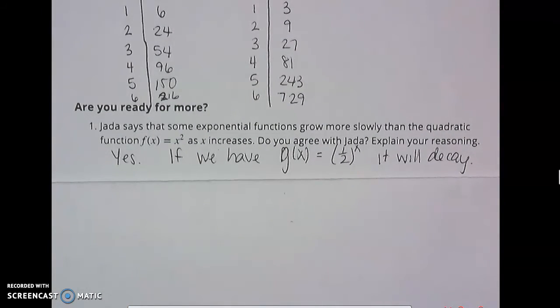So in general, quadratics will grow more slowly than exponentials. Or I guess we could say exponentials will grow faster than a quadratic. And that's it.